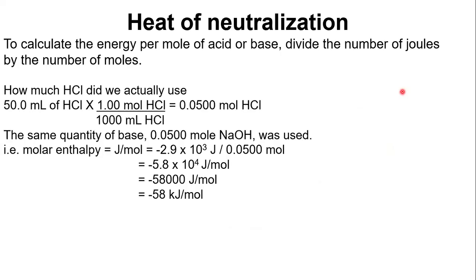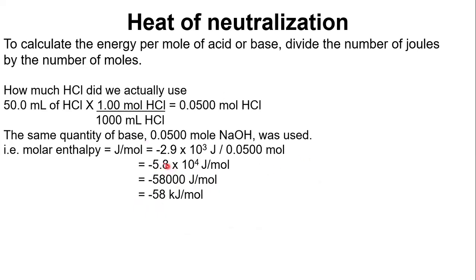Right, so the solution has been given here. When you do your division at this level, you get negative 5.8 times 10 raised to the power 4, which is the same as 58,000. And then if you want to convert it to the appropriate unit, which is kilojoule per mole, you will get 58 kilojoule per mole.